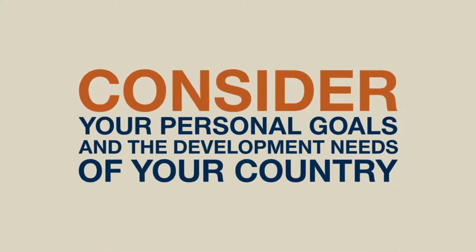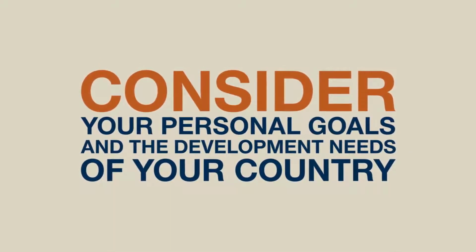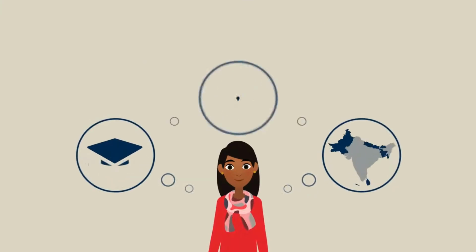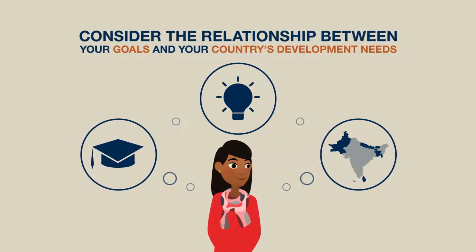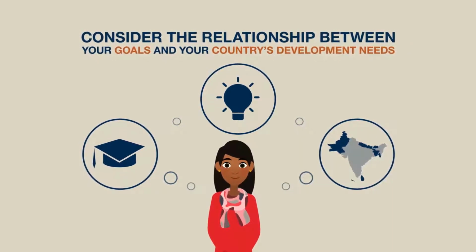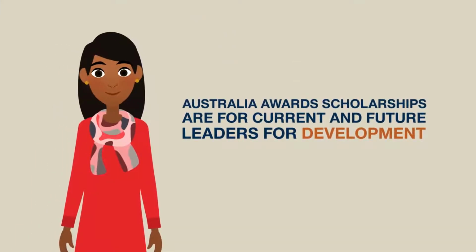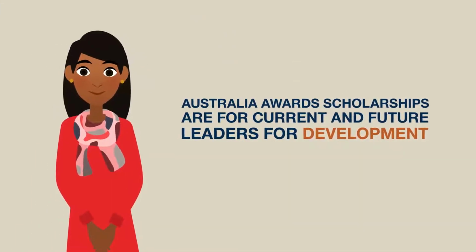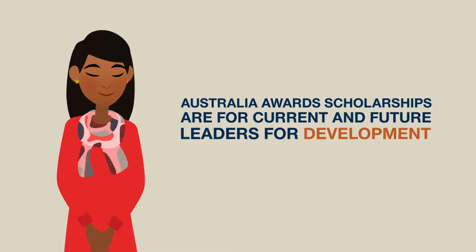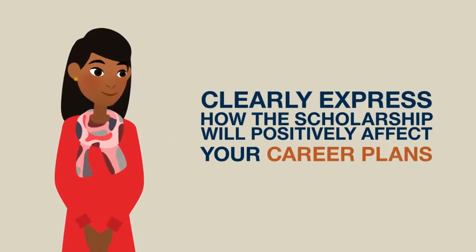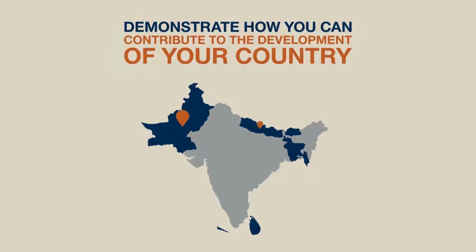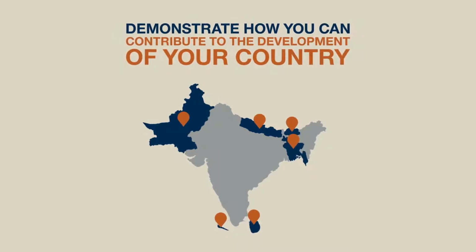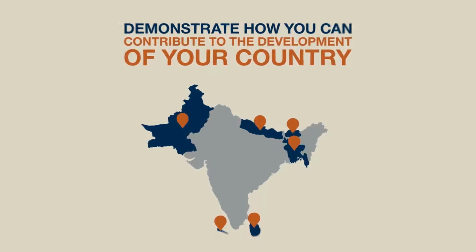Consider your personal goals and the development needs of your country. Before starting an application, consider the relationship between your academic and professional goals and your country's development needs. Remember that Australia Awards scholarships are for current and future leaders who want to contribute to their country's development. Clearly express how the scholarship will positively affect your career plans and your potential to contribute to development in your country on your return. This will strengthen your application.